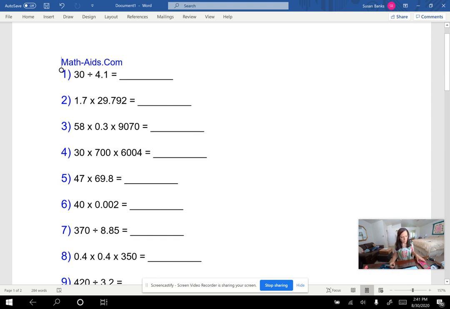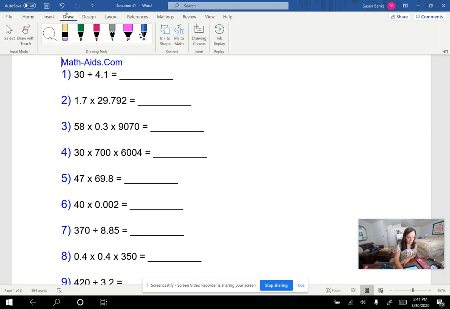So let's look at number 1 really quick. Let me get the correct tools out here so that I can actually write on this document. So number 1, we have 30 divided by 4.1. If I put this into my calculator, 30 divided by 4.1, my calculator spits out this. It is super long. And I'm sure at that point, your math teacher is going to be awesome. That's totally correct. But this is what we have to do for math with sig figs.